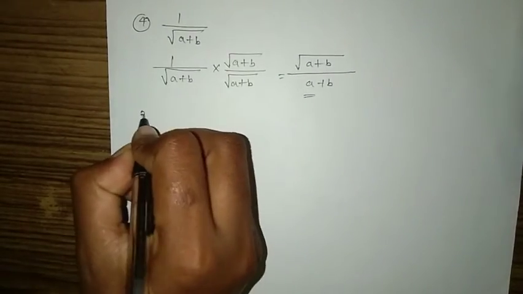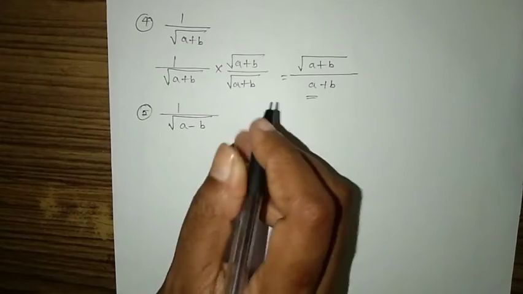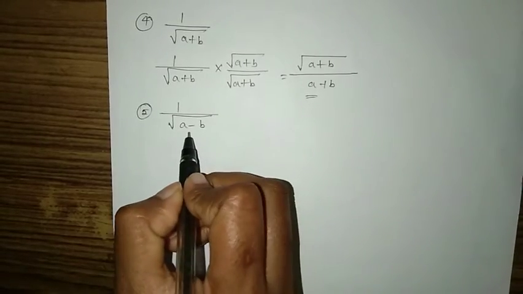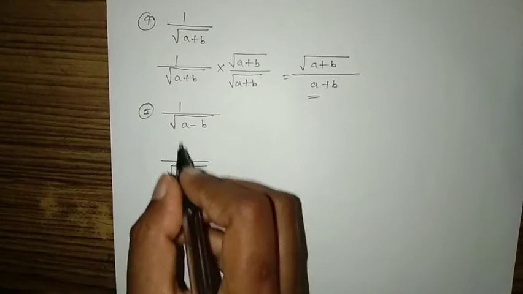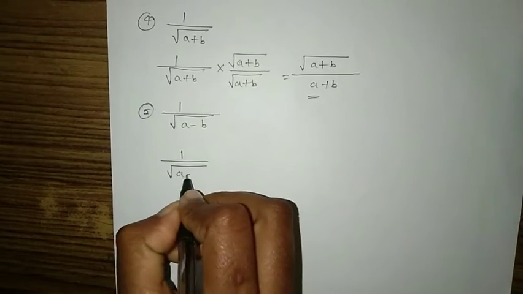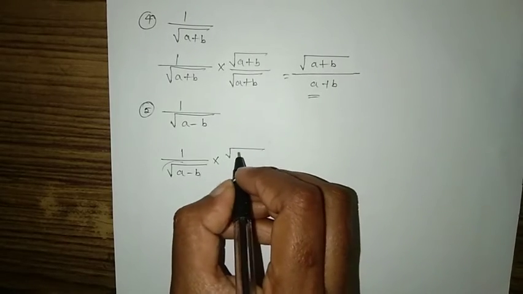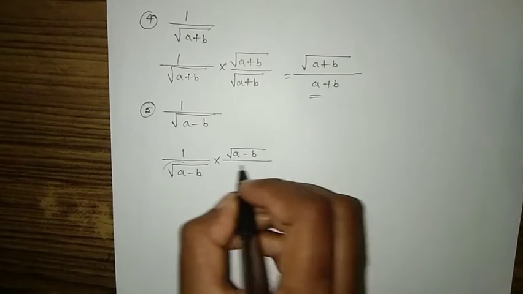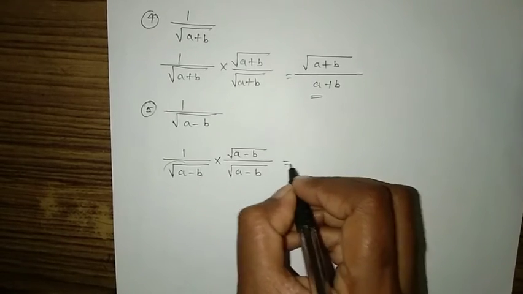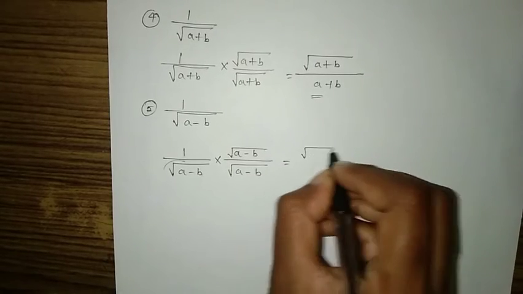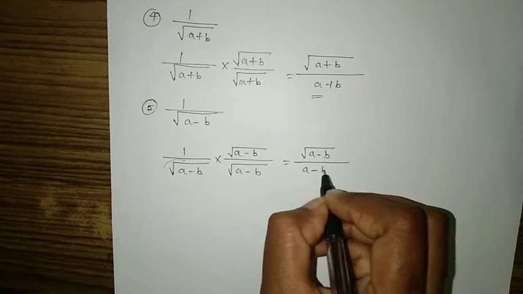So I'll give another question. 1 divided by root of a minus b. What I did is just change the sign. What do you have to do? You have to follow the method. 1 divided by root of a minus b, into multiply this term. Just eliminate the square root. So root of a minus b divided by root of a minus b. Good. So 1 into root of a minus b becomes root of a minus b divided by a minus b.